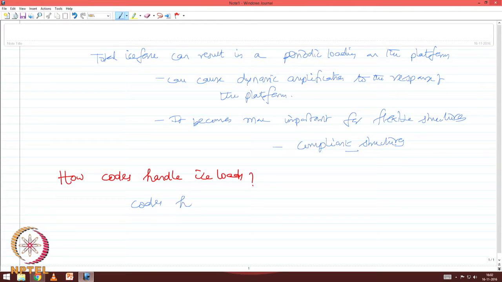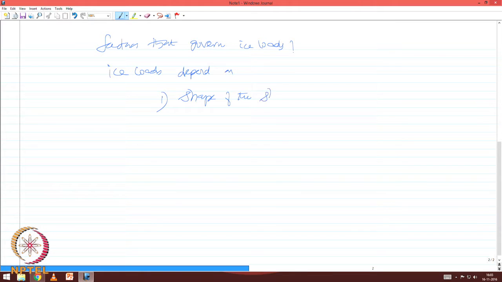Codes handle ice loads as extreme static ice loads. Let us ask a question, what are the factors that govern ice loads? Ice loads actually depend on, one, the shape of the structure, and the formation shape of the ice.